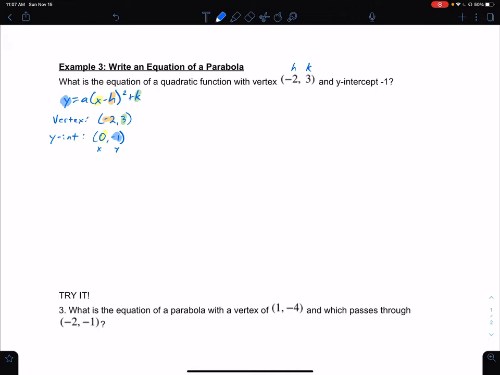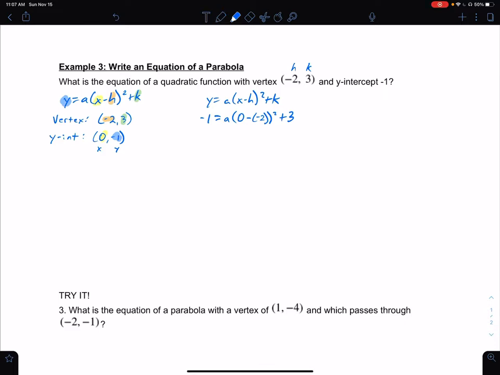But if I take this equation, there are 5 variables and I know 4 of them. So my y is going to be -1. My a value is what I'm trying to solve for. X is 0. H, so we're going to subtract h, which is -2. And then k is 3, so we're going to add 3.